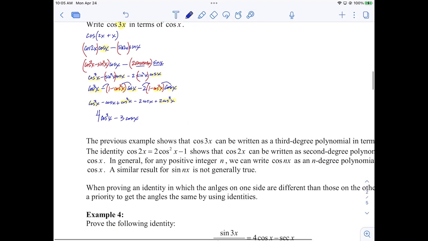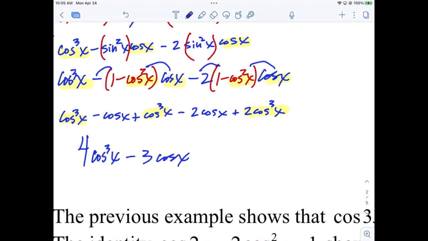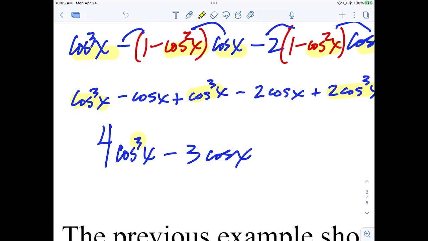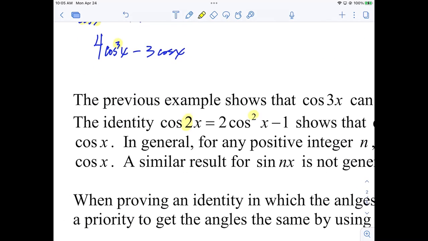Now, this little paragraph here just says it's kind of interesting that you can write a cosine of 3x as a cubic power of single x. Just like cosine of 2x, you can write as a second power of x. If you had cosine of 4x, you could write it as a fourth degree cosine power. So on and so forth. But it doesn't work for sine, it only works for cosine. That's why cosine is a little bit more valuable.